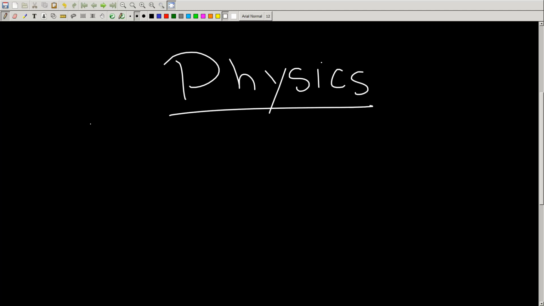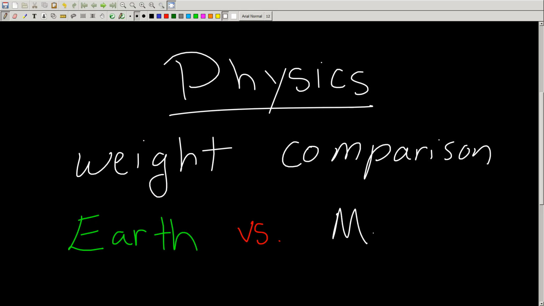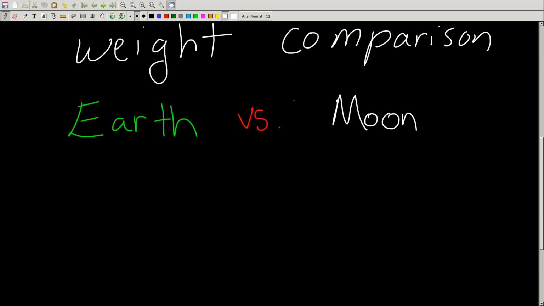Alright, in today's video what we're going to be talking about is how our weight compares between the Earth and the Moon. So, weight comparison between Earth, I'm going to do this in blue, maybe green, Earth. And then we're going to do versus, and we're going to put the Moon in white for obvious reasons. So Earth versus Moon.